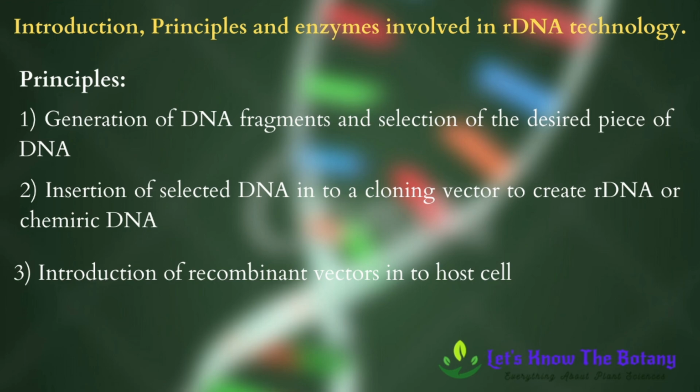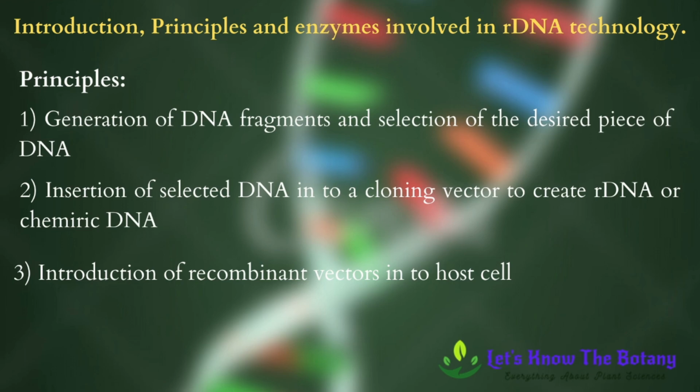These characters, or the sequence of these desired characters, can be separated from the selected DNA piece. In the second step, insertion of selected DNA into a cloning vector to create rDNA or chimeric DNA. Here, the selected sequences of the characters are attached to the mediator called vectors. There are different types of vectors like cosmids, plasmids, etc.